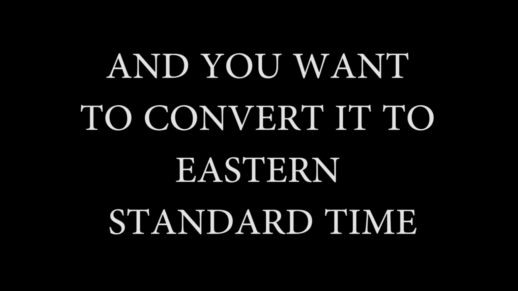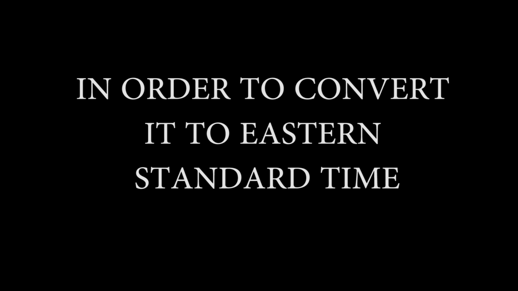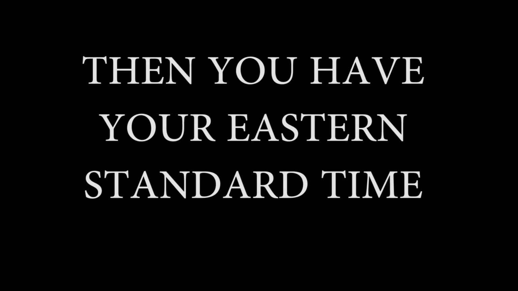Eastern Standard Time is 5 hours behind Greenwich Mean Time. Pacific Standard Time is 8 hours behind Greenwich Mean Time. Pacific Standard Time is 3 hours behind Eastern Standard Time. For example, the Greenwich Mean Time is 10 o'clock and you want to convert it to Eastern Standard Time. You have to subtract 5 from 10 in order to convert it to Eastern Standard Time. So, 10 minus 5 equals 5. Then you have your Eastern Standard Time.